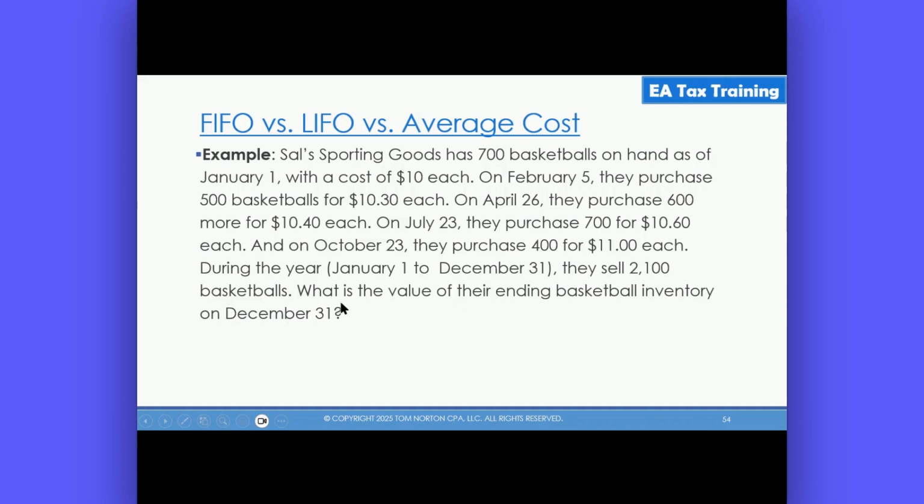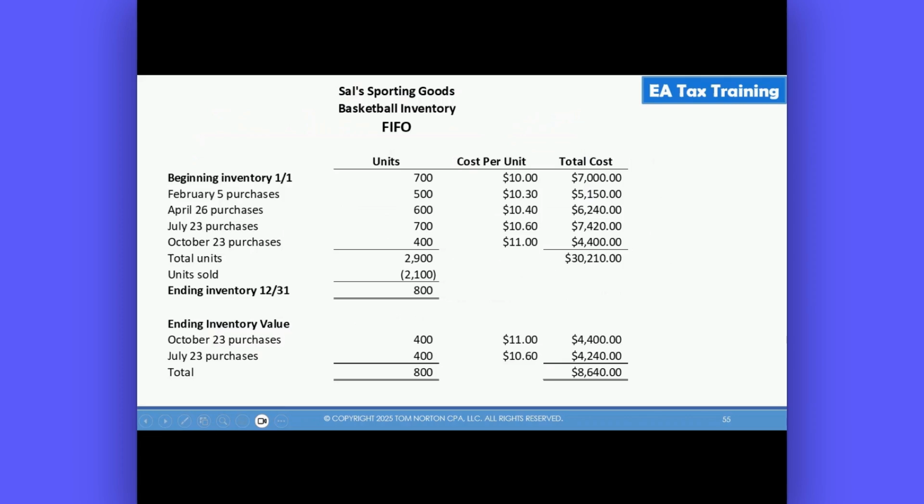Now, of course, in the real world, Sal's Sporting Goods doesn't sell only basketballs. They sell lots and lots of different items. So they may not look at it specifically on an item by item basis. But in order for us to understand how all of this works, that's what we are going to do. We're just going to look at the basketball inventory.